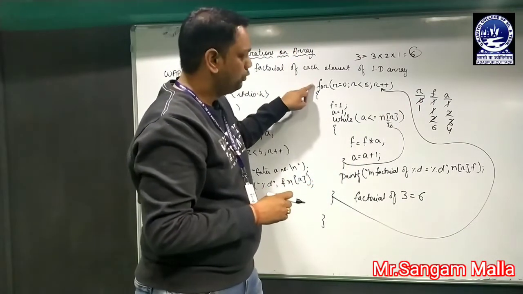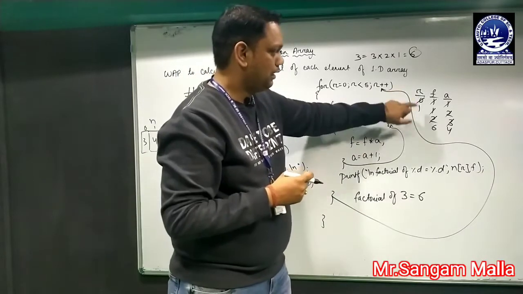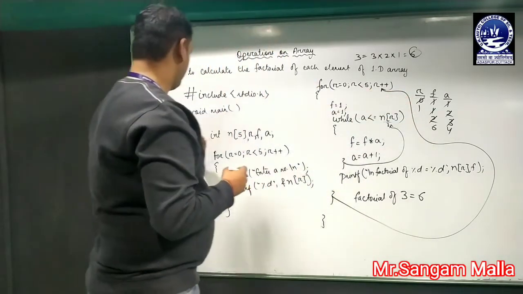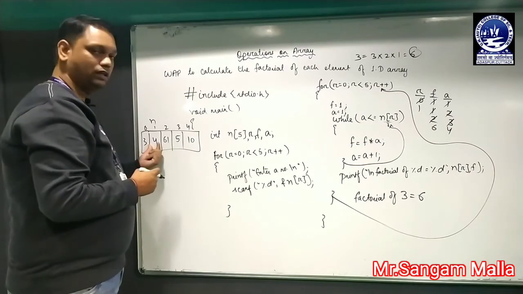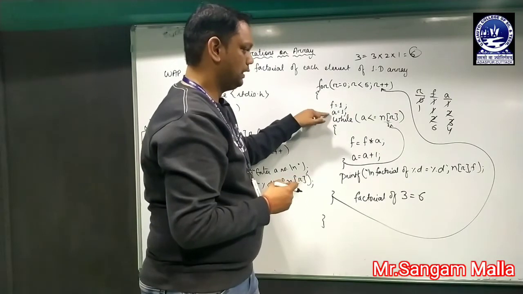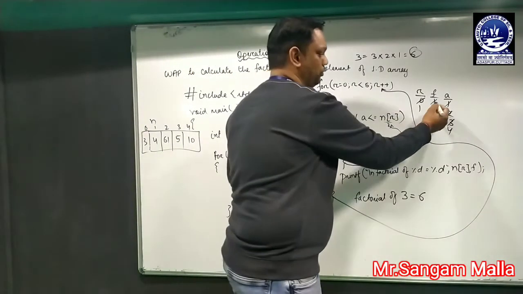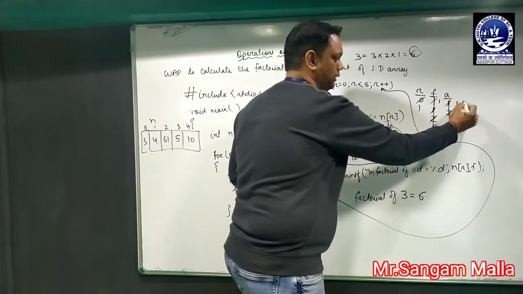So as this loop is responsible for extracting the elements from the array, when r becomes 1, it will extract the index number 1. That means 4 will come over here. Now you can see again I have initialized f equal to 1 and a equal to 1. That means the value of f will be again 1 and the value of a will be again 1.